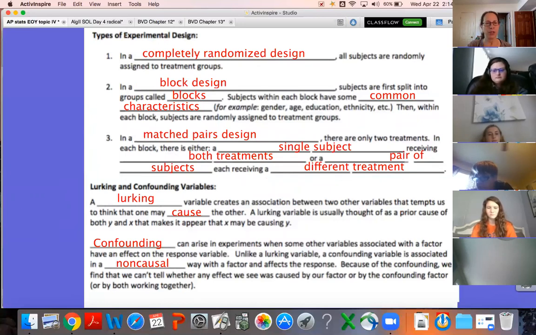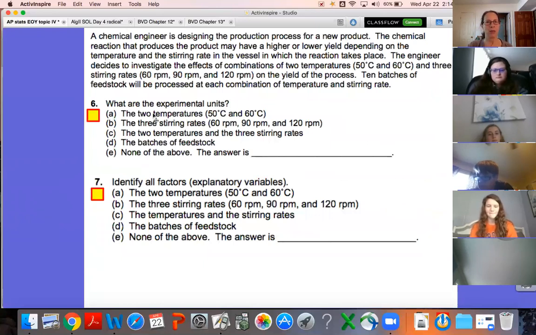And there's your confounding and your lurking. Boy, I wish I could get those 2 straight. Okay, so let's do this one real quick.